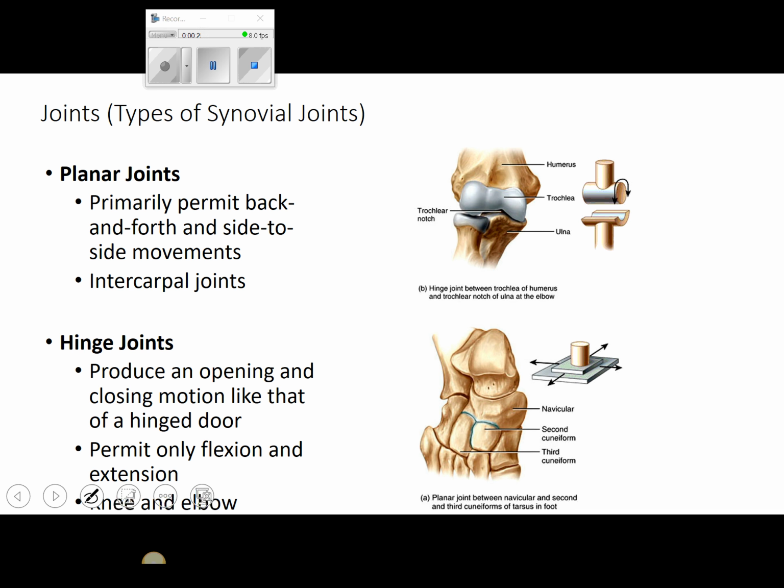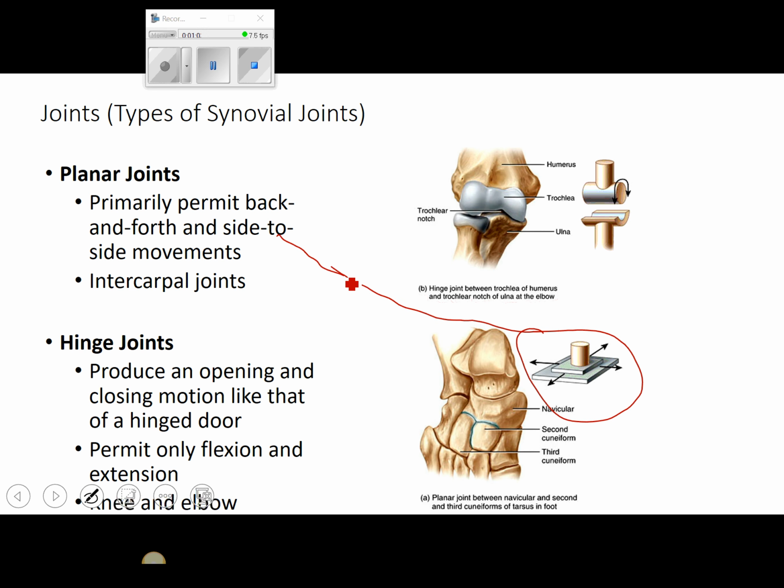So the first one we're going to talk about is the planar joint, also known as plane joint. The plane joints or gliding joints have flattened or slightly curved surfaces that slide across one another, but the movement, of course, is very slight. This picture is showing you that type of slide back and forth and side-to-side movement for the planar joint. On your PowerPoint, I think I switched these pictures around so they would be with the actual joint name. So I apologize, but I did not correct it on this slide.